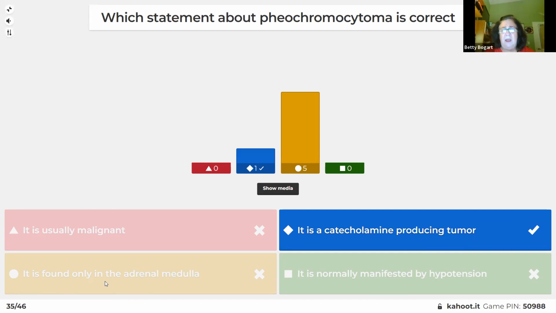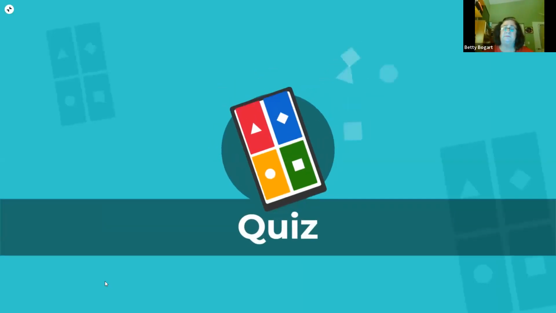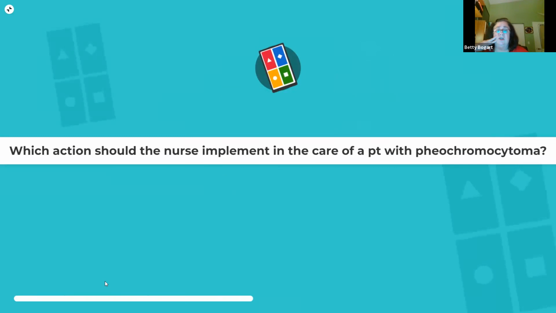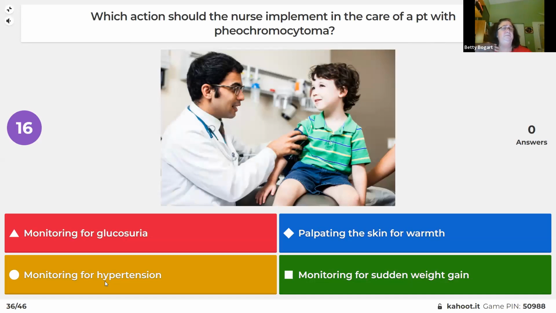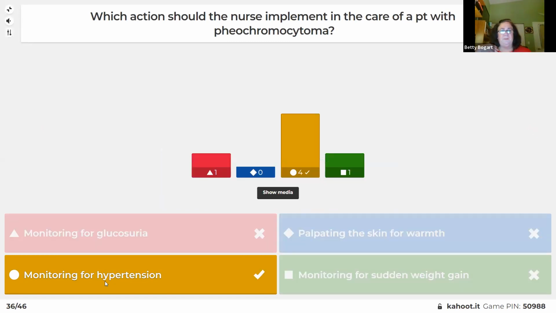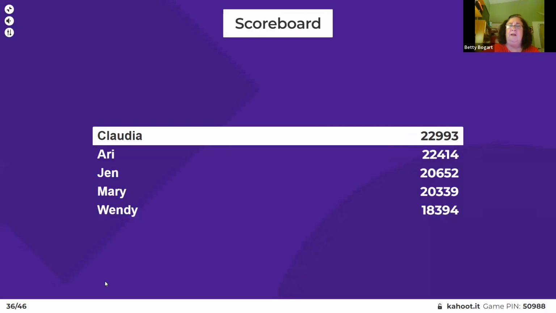Now, before it's taken out, as a nurse, what is your nursing care? Well, if you know it's a catecholamine producing tumor, what symptoms would we see? Elevated heart rate, and you see an elevated blood pressure. So we need to monitor those vital signs very closely. So which action should the nurse implement in the care of a patient with a pheochromocytoma? And yes, we are going to monitor for high blood pressure or for elevated heart rate.